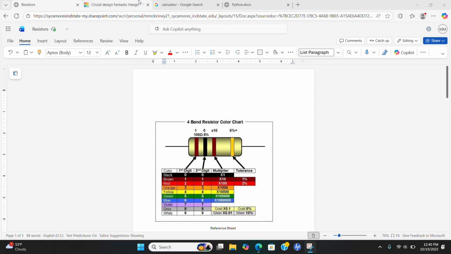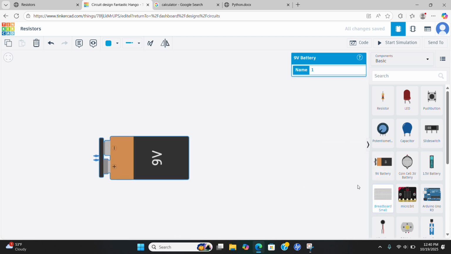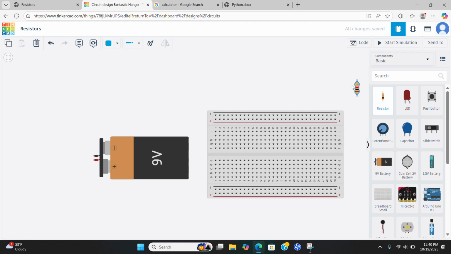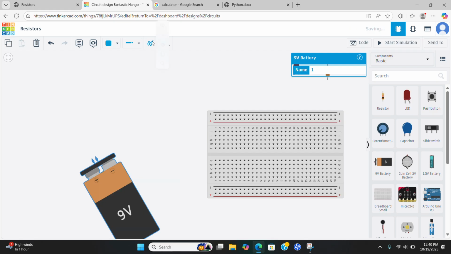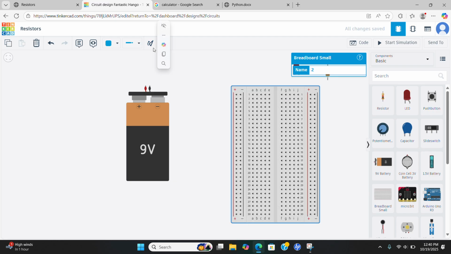And I'm going to show you this right here. So I'm going to introduce the 9-volt battery, the circuit board, the resistor, and the LED, which I'll explain in a moment. So I'm going to move the battery and the circuit board into place.